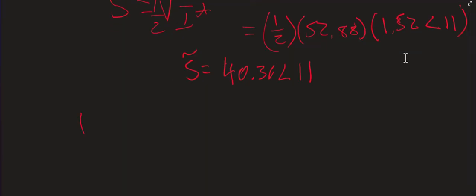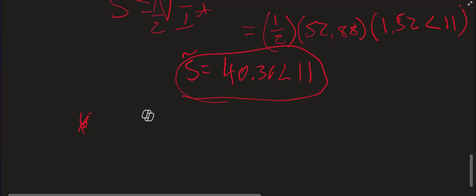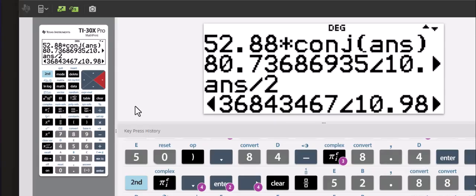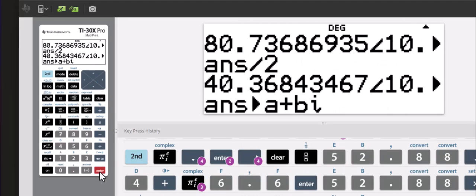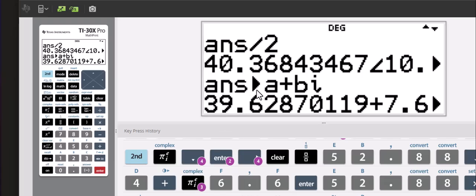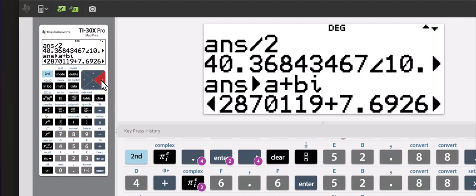So this is complex power. Once I have complex power, I have everything, because all I need to do is put it in rectangular. So second, complex, put in rectangular, and I get 39.62 plus j 7.69.